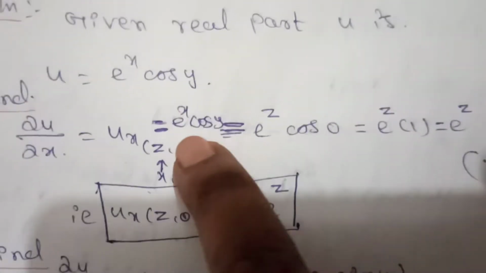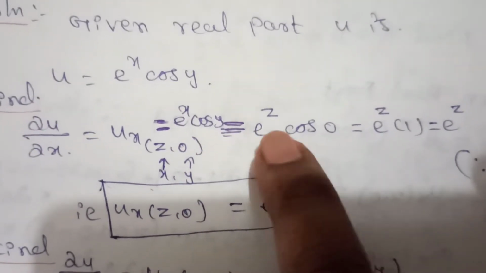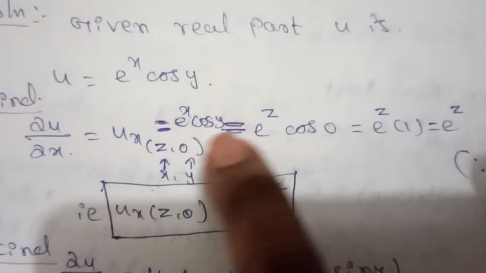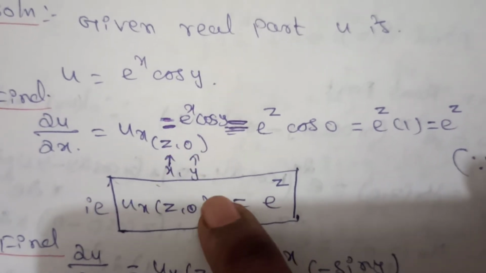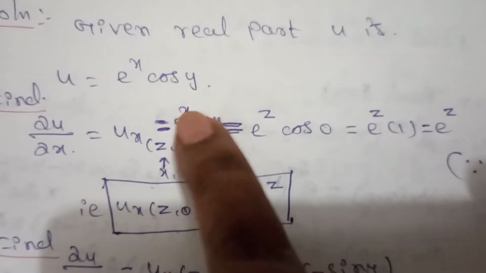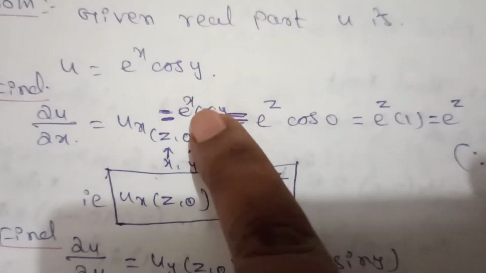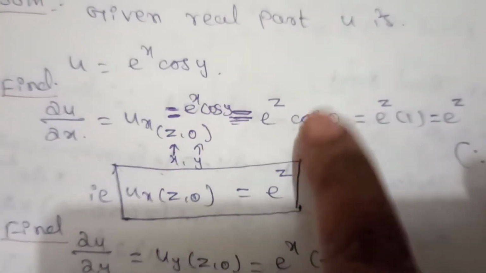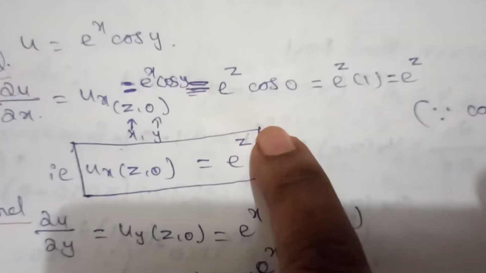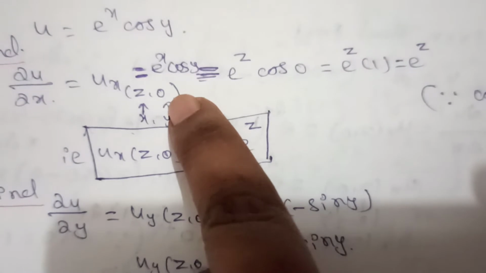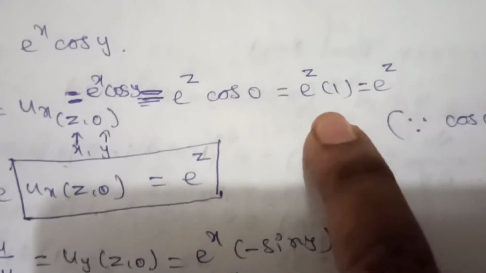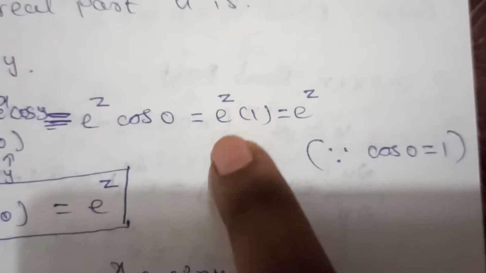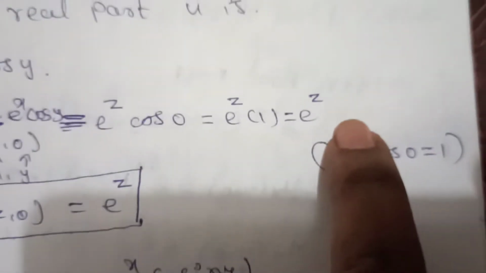So u x is e power of x into cos y. Here, substitute the x and y values: instead of x comma y, substitute z for x and 0 for y. So e power of z into cos 0, and cos 0 is 1, so this is e power of z into 1, which is equal to e power of z.